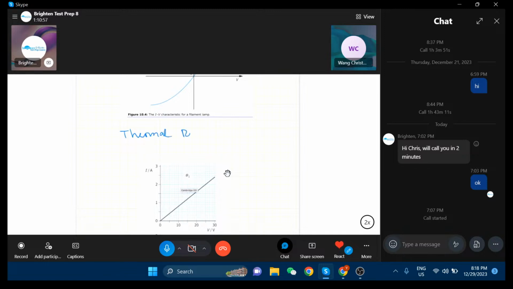And now, contrary to the filament lamp, they have exactly the opposite behavior. So when I say that, what does that therefore mean? The higher the temperature, the less the resistance. Exactly. So temperature up, resistance down. So that's the opposite of the filament lamp, right? Where we say temperature up, resistance up.